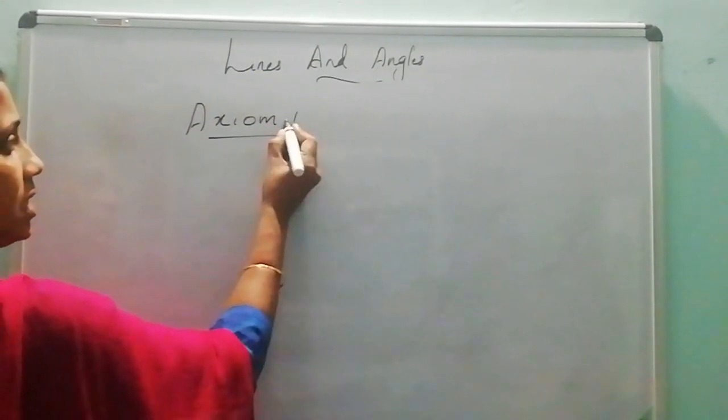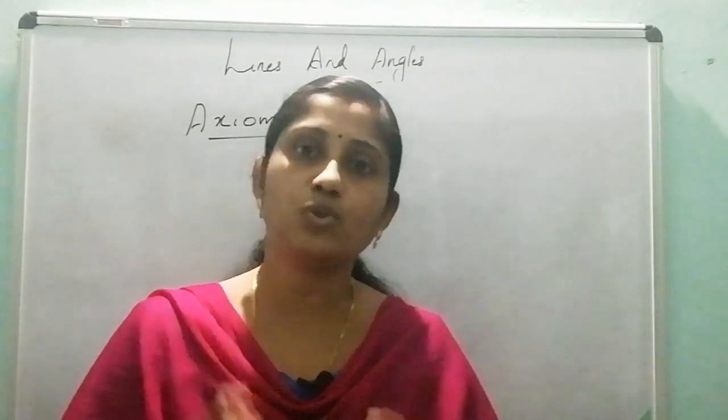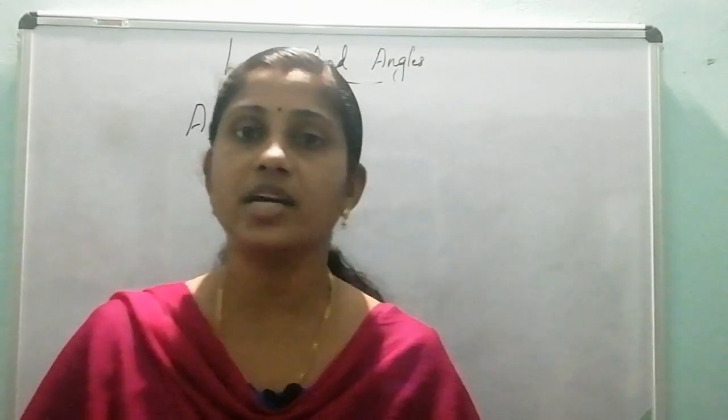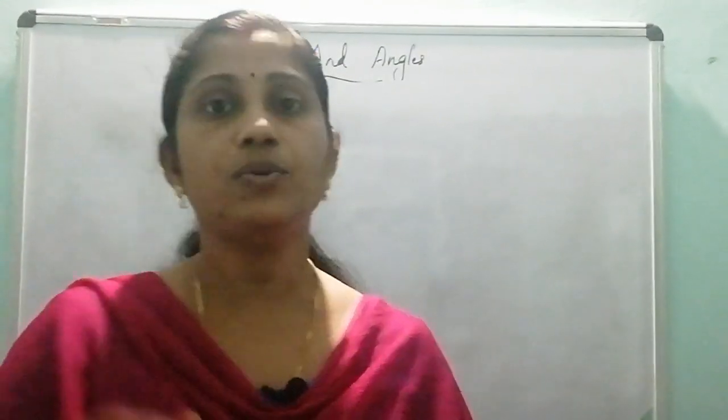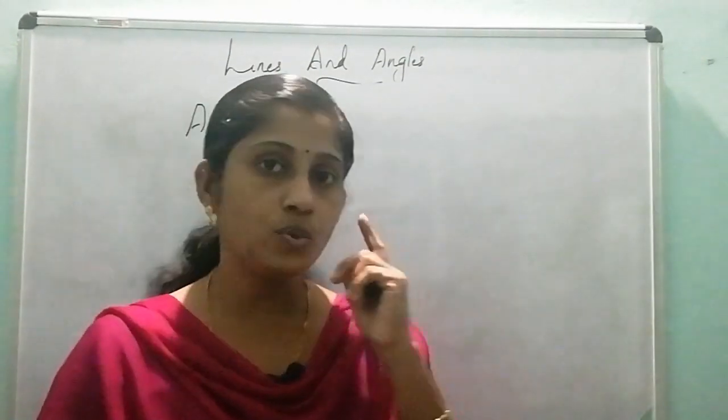Axiom means it is a universally accepted general truth. That is a true statement. That is an axiom. Universally accepted general truths are called axioms. We use these axioms to prove our theorems. Then we can study two axioms here.